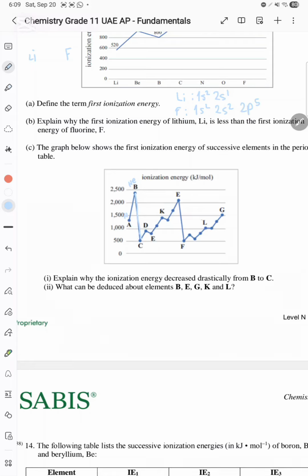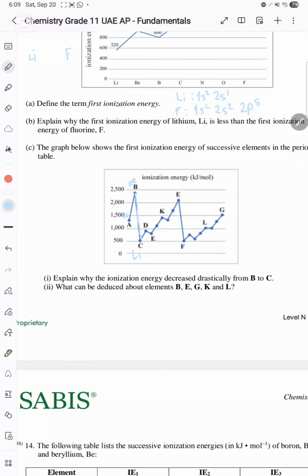If it decreased, it must mean that they're from different periods, because elements of the same period don't see such drastic changes. So if they're from different periods, C must have an extra quantum energy level than B. So its valence electrons are much further from the nucleus, and it will require a lot less energy. And even if you see, this is helium, this is lithium.